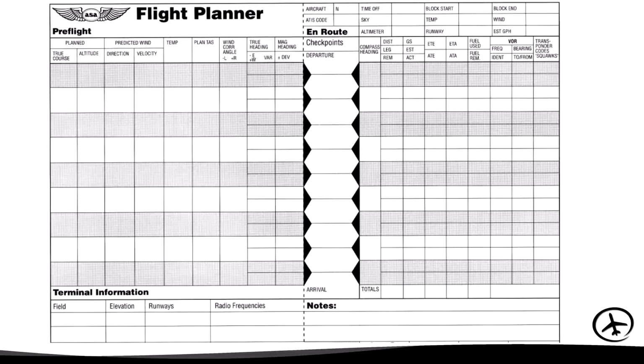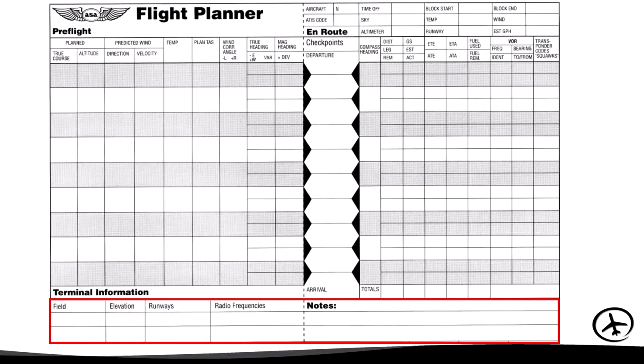Now, the ASA format contains almost the same information, but in a different layout. At the top we find the log times and weather conditions. Then from left to right we find the true course and altitude sections, then the wind and temperature sections, the true airspeed and wind correction, the courses and headings section, the checkpoints, the compass heading, the distance, the ground speed, the time section, the fuel section, the Navaids, and the transponder. Finally, at the bottom we find some fields to include additional notes and information related to the airports.